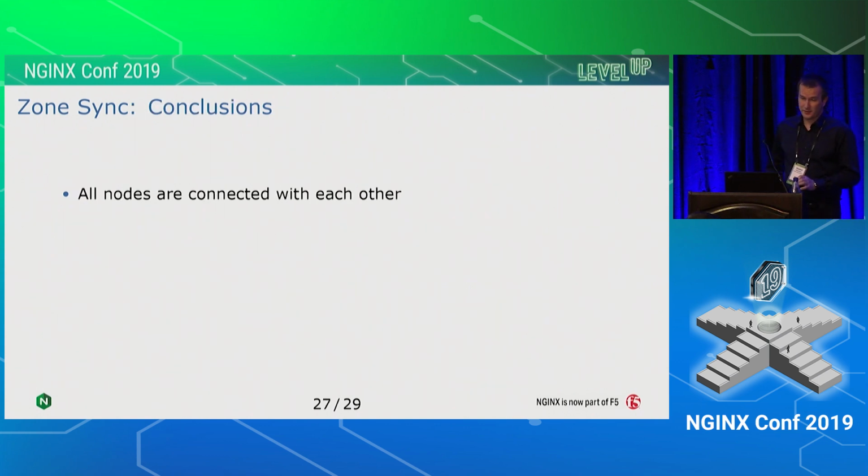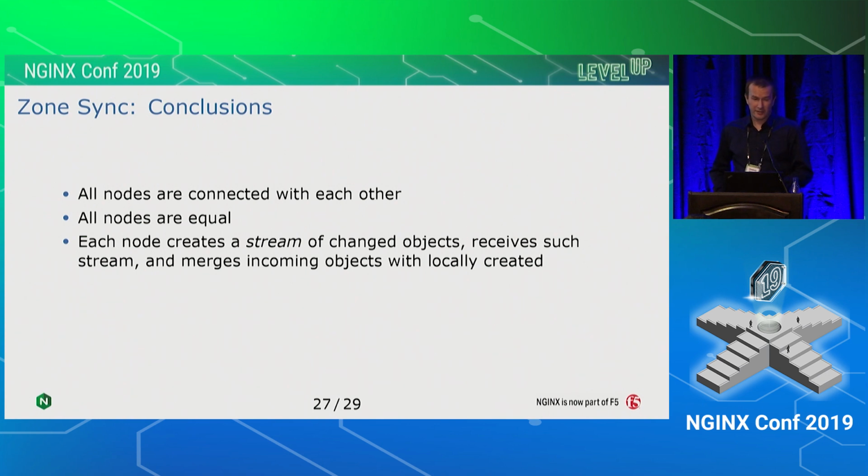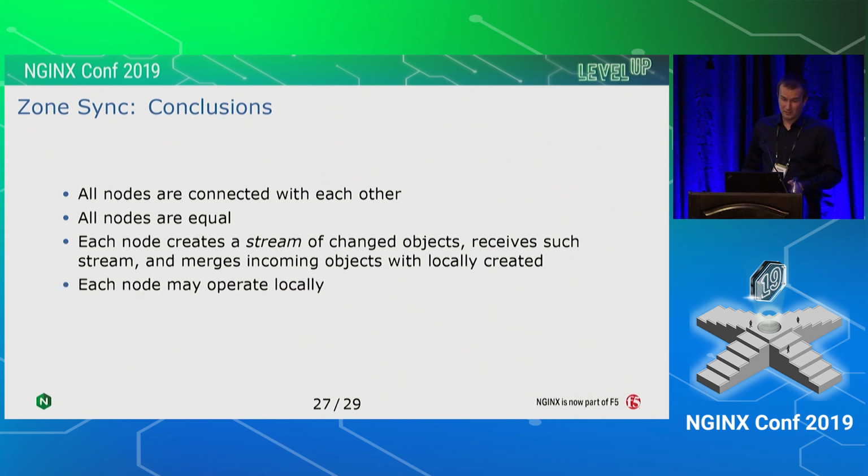So all nodes are connected with each other. And all nodes in our cluster are equal. There are no special nodes, just a total mesh. Each node creates a stream of changed objects, receives such a stream, and merges incoming objects with locally created objects. A node doesn't know whether its local values are best or latest, it just relies on them until updates from other nodes are applied. And so, of course, each node may operate locally. It doesn't incur any performance penalty when a node is disconnected.